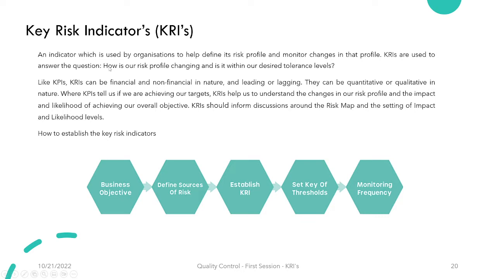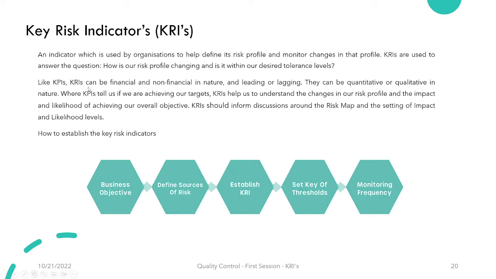A KRI is an indicator which is used by an organization to help define its risk profile and monitor changes in that profile. KRIs are used to answer the question: how is our risk profile changing, and is it within our desired tolerance levels? This explains that we have a desired target or desired tolerance levels that we have to respect, and we are not allowed to exceed these tolerance levels.